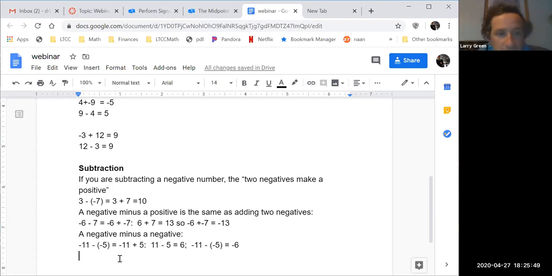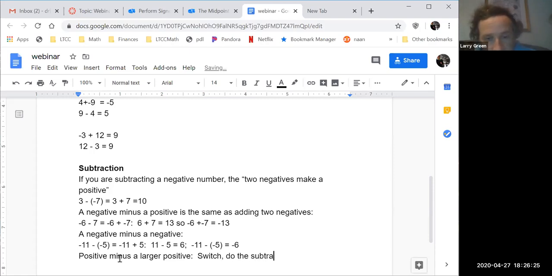Okay, so the last piece is, what about two positives? A positive minus a larger positive. So if we have a positive number and we subtract a larger positive, then what we do is switch, do the subtraction, and make the answer negative.